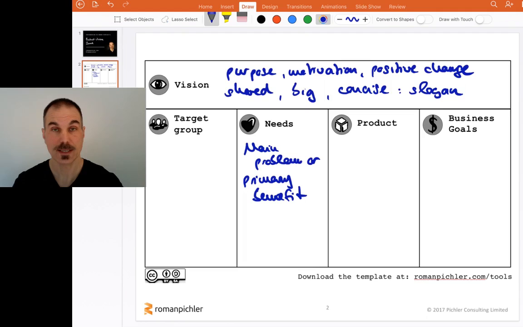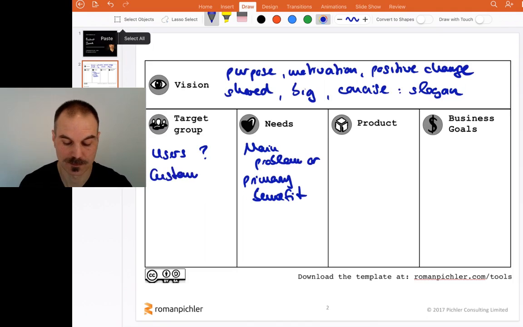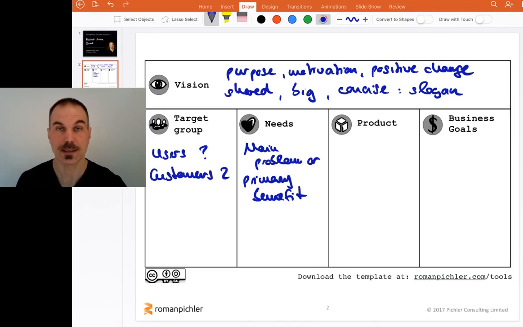Now, the next section that I'd like to discuss with you is the target group. The target group allows you to state who the customers and the users of your product are. So who are those people? Who are the customers and who are the users? Does the market exist? And if so, is it a market that you already address?